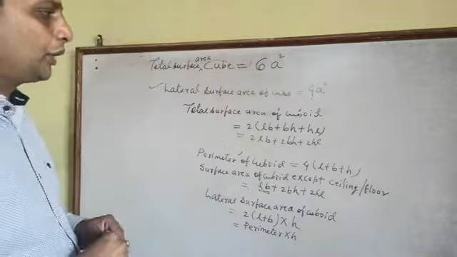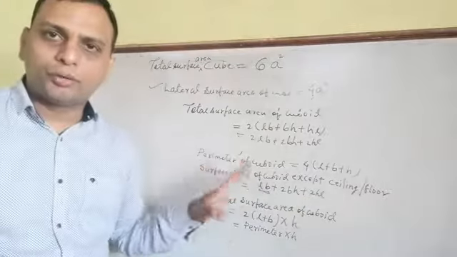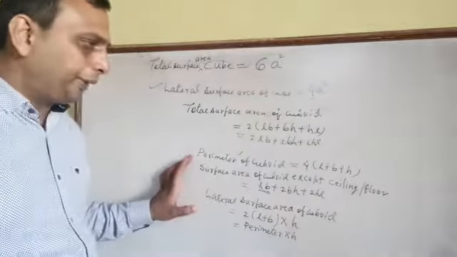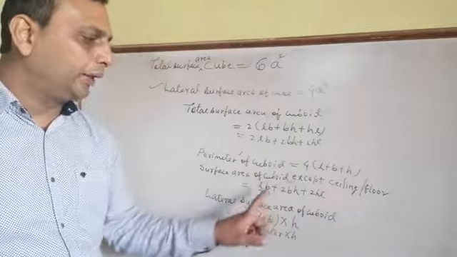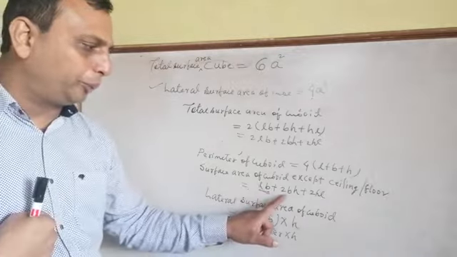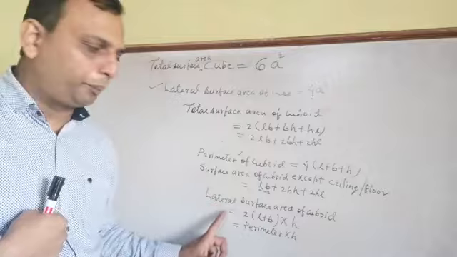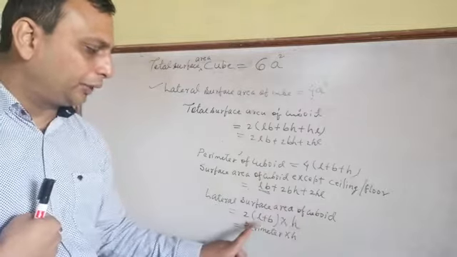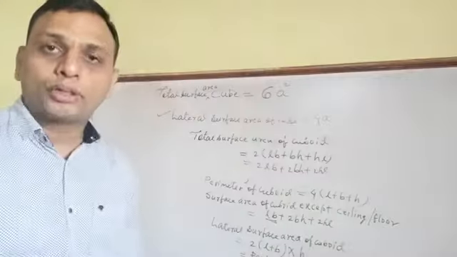And the total surface area of cuboid is 2 into lb plus bh plus hl. I already explained how we calculated this. Perimeter of cuboid is 2 into l plus b. The surface area of cuboid when the ceiling or the floor part is not included is 2bh plus 2hl. And the lateral surface, when top and bottom are not included, is 2 into l plus b into h, or perimeter into height. So these are the formulas for the first exercise.